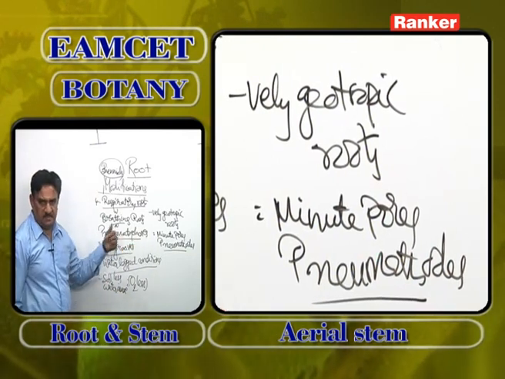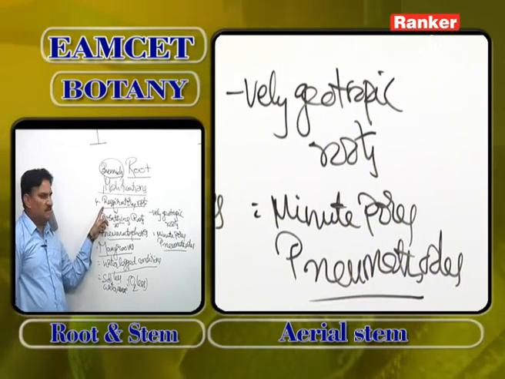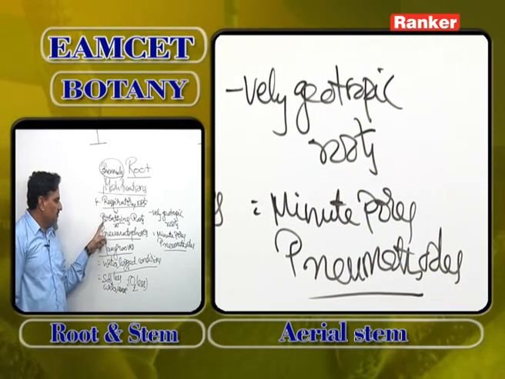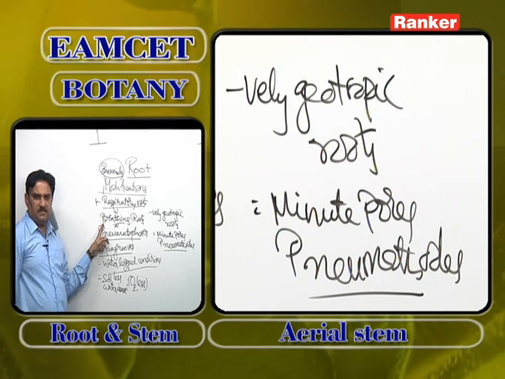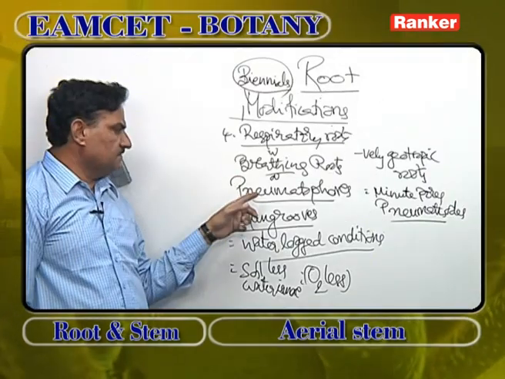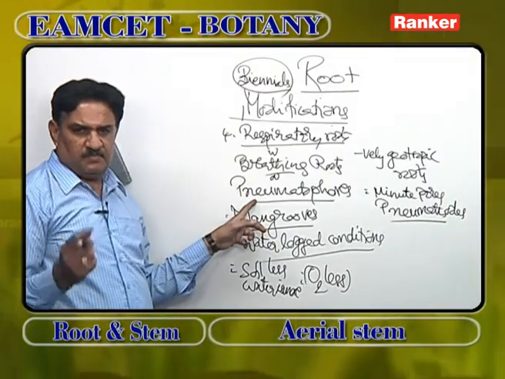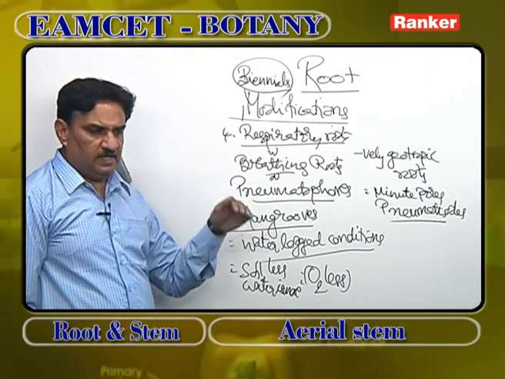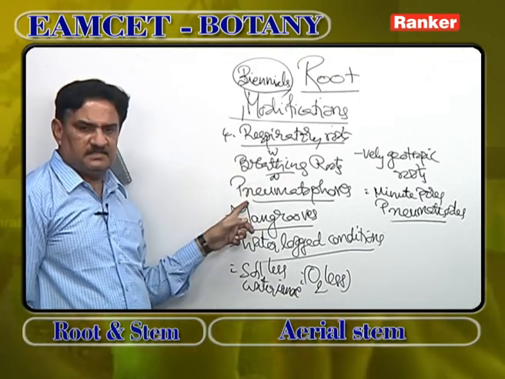Because oxygen is absorbed and carbon dioxide is liberated out, they are called respiratory roots. Because oxygen is absorbed and carbon dioxide is liberated out, they are called breathing roots. Because they contain small pores called pneumathodes and grow like small stalks, they are called pneumatophores.